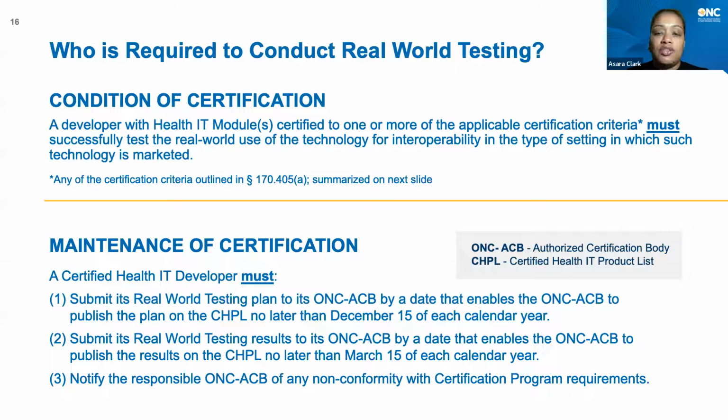And this transparency is required by the maintenance of certification requirements that roll up into this condition of certification, where health IT developers must submit a plan the year before they go out and execute it, so that they can discuss how they'll approach their real-world testing activities for the following year. They're also required to report on those activities the year after they wrap up the execution of that particular plan. And all of this is publicly transparent and posted on the Certified Health IT Product List, so that the public can see into how the developer plans to approach real-world testing.